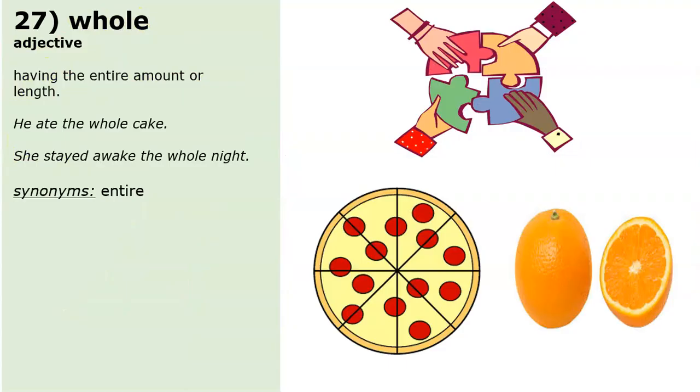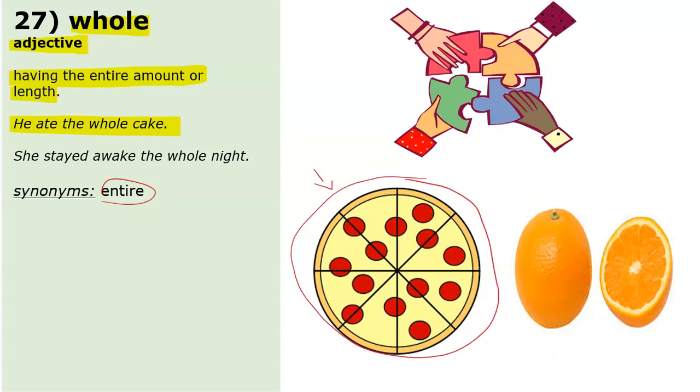Our next word is whole. Whole is an adjective, and whole means having the entire amount or length. So you can think of whole as entire or as everything. The example says, he ate the whole cake. So imagine there is some whole thing like this pizza. This is a whole pizza. When you eat everything, you can say, I ate the whole pizza.